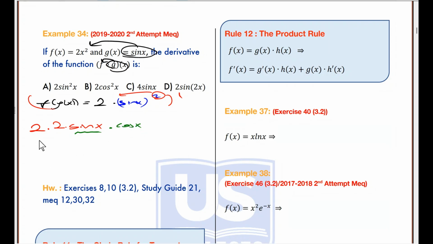Okay, I don't see this in the options: 4 times sine times cosine. So I should rewrite it. How do I rewrite it? I can rewrite it by using one of the trigonometric identities, which says 2 times sine times cosine is sine 2x. Okay, and 2 in front: 2 sine 2x, which gives me option D. All right.